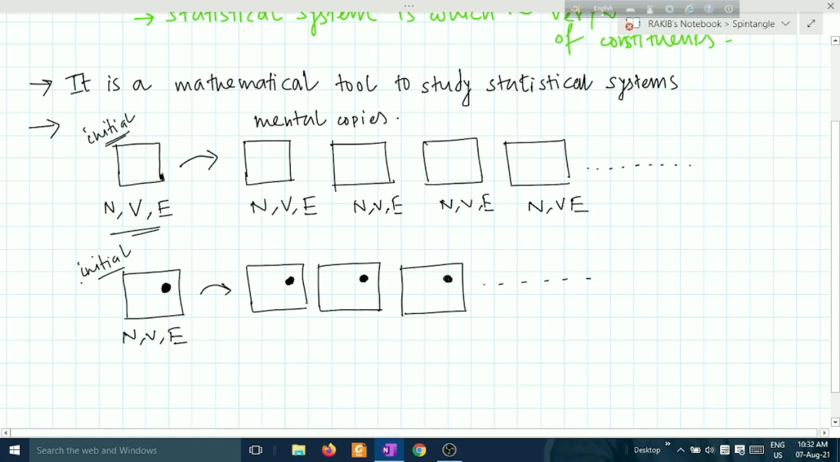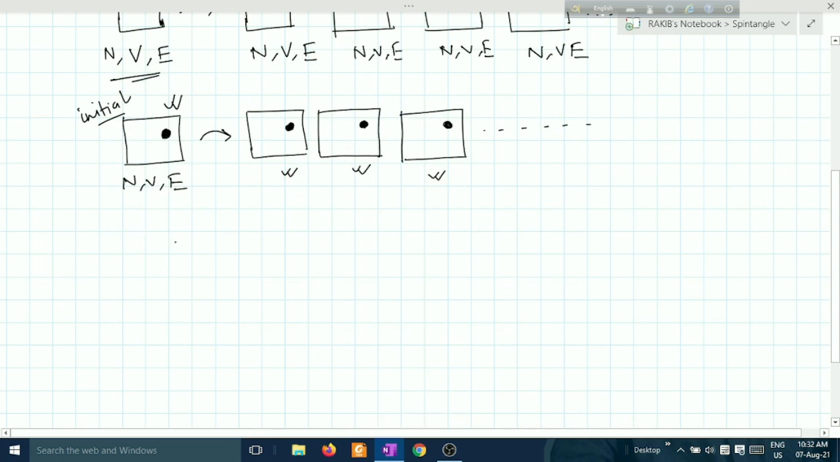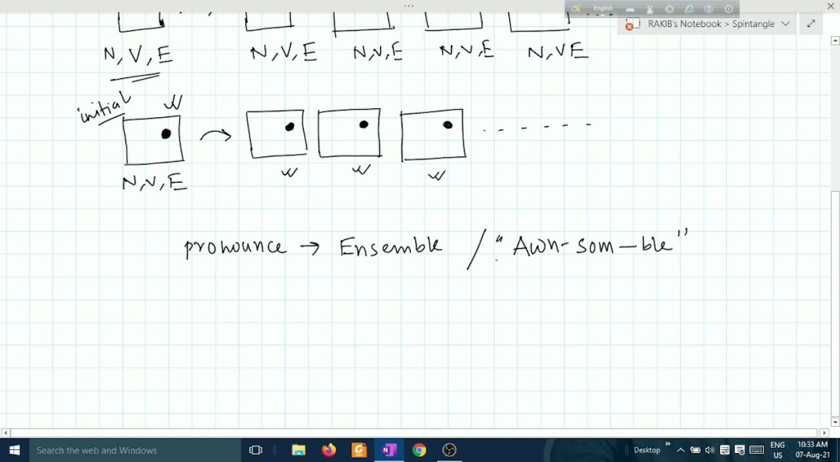This is how a statistical system is treated. If you make a slight change in the very initial system, then the change will be introduced on each of its mental copies. This is what we call the ensemble theory. You need to pronounce ensemble first. Sometimes I call it one way, sometimes it is pronounced another way. You can check it on Google; ensemble is the right way to pronounce this.